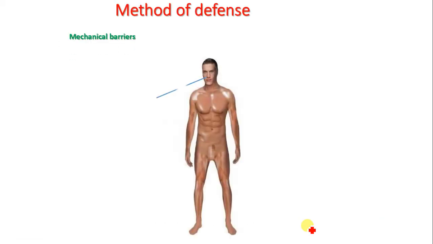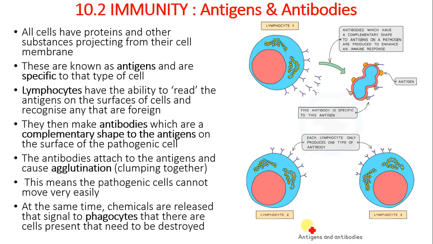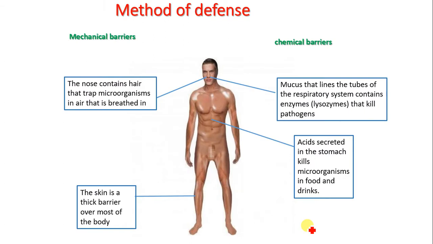So, looking at methods of defense, we have the chemical method, and we also have the mechanical method. Now, in the chemical method, it has to do with the mucus that lines the tube of the respiratory system, which contains enzymes, lysozymes, that kill pathogens. We also have acid in the stomach, which kills microorganisms in food and drinks. And the nose contains hair that traps microorganisms in the air that is breathed in. Then our skin is a thick barrier covering the whole body to prevent pathogens from getting into it.